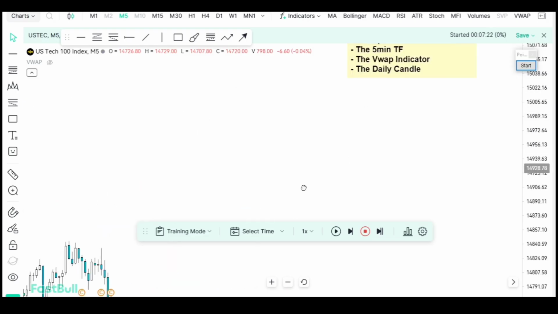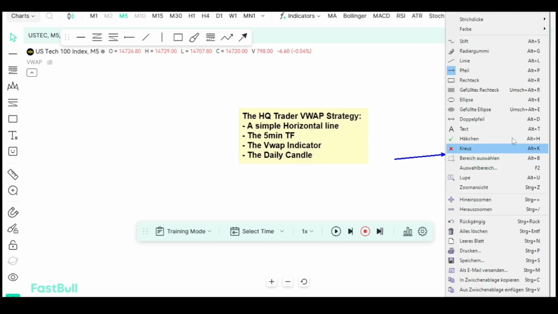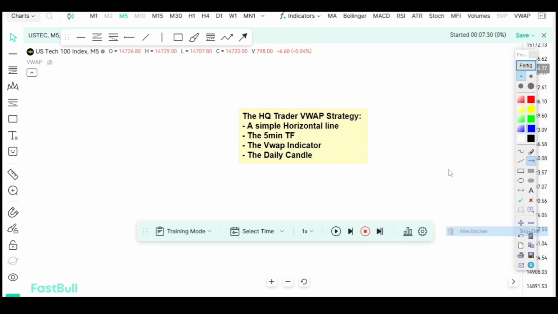First, let me show you what we need for this setup. A simple horizontal line. The 5-minute time frame, which will be our entry time frame. The VWAP indicator. And finally, we need to look at the daily candle. I'll explain why in just a moment. Now, let's set up our chart step by step.